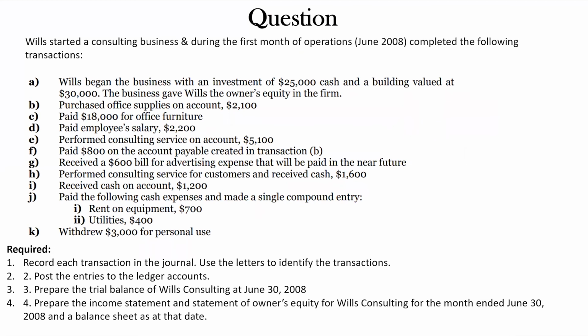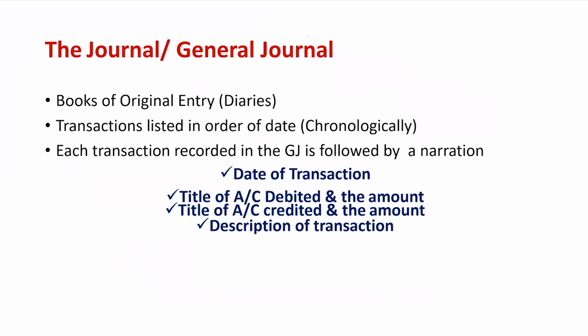We have a question, but let's just look ahead at some definitions. So the general journal. The general journal is a book of original entry. Transactions are usually listed in date order or chronological order. And each transaction is recorded in the general journal, followed by a narration. And a narration is simply explaining what the transaction was. In this question here, I did not include any narrations, but they're simple, you can easily write a sentence. That's all it requires.